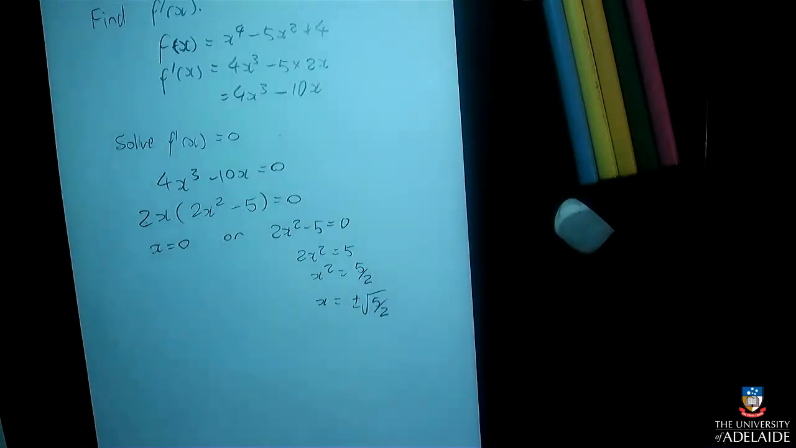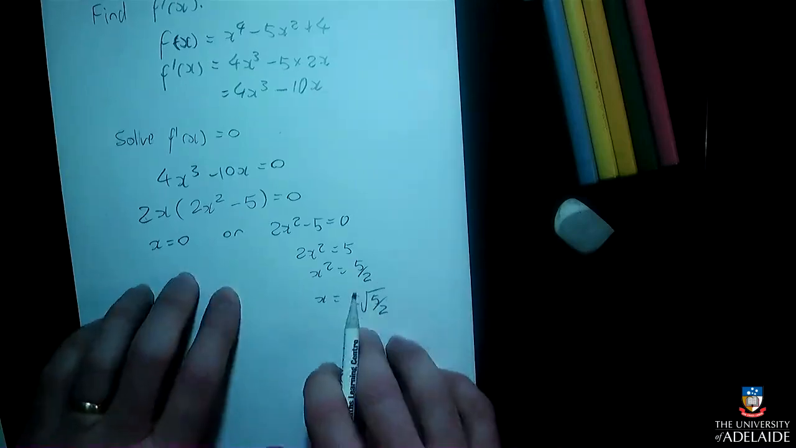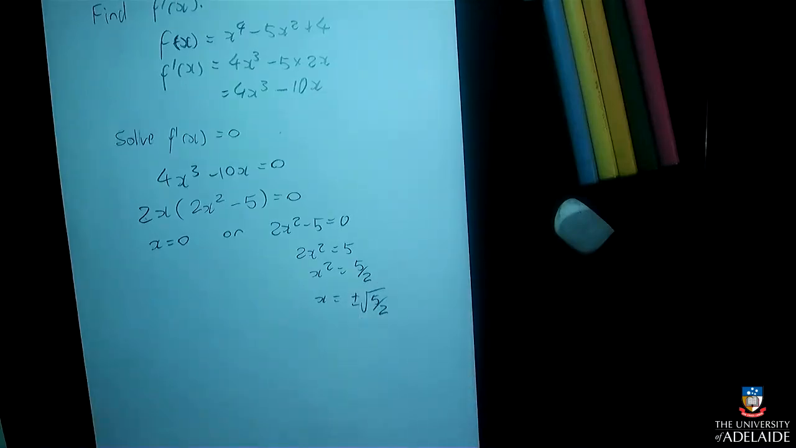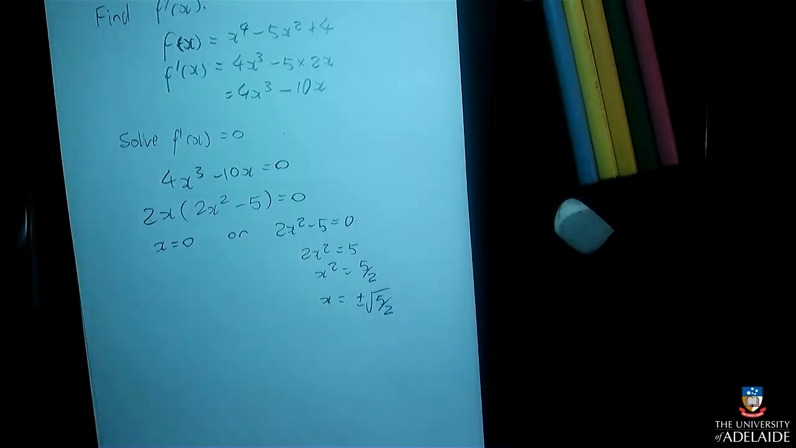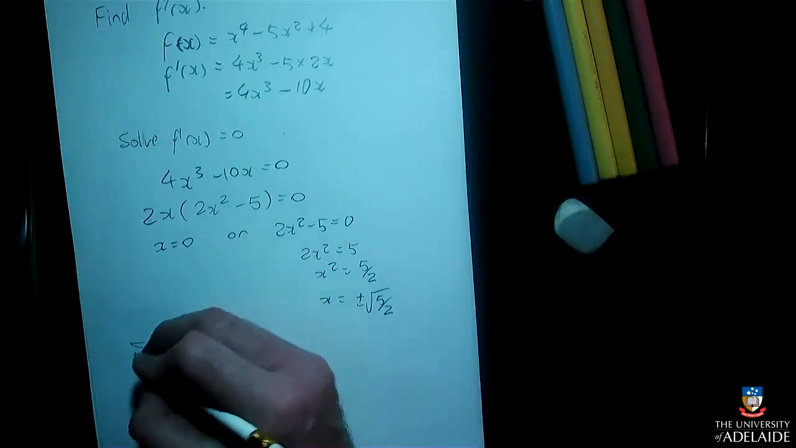Okay. All right, so we have 3 stationary points, 3 places where the derivative is 0. And we want to know whether they are turning points or not. So drawing a sign diagram will allow us to figure out where the derivative is positive and negative, which will allow us to figure out where things are increasing and decreasing, which will allow us to figure out where the turning points are.